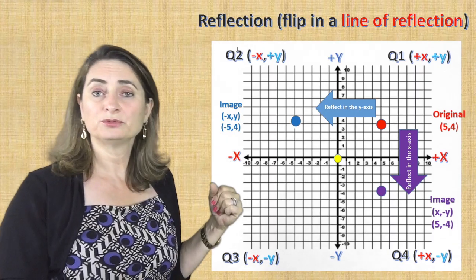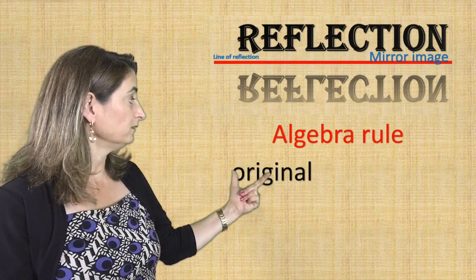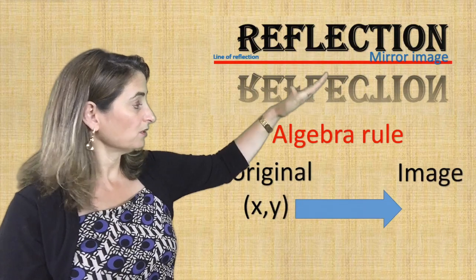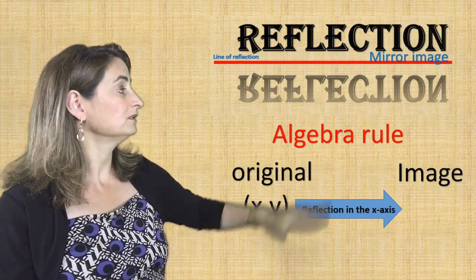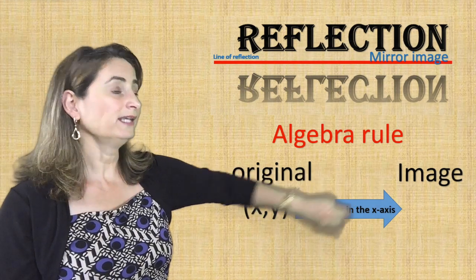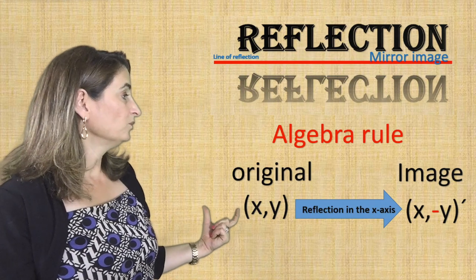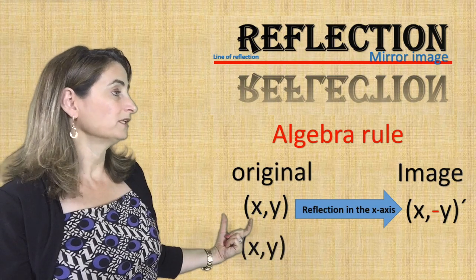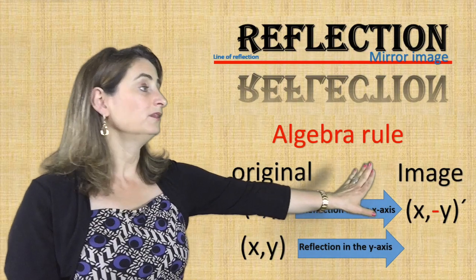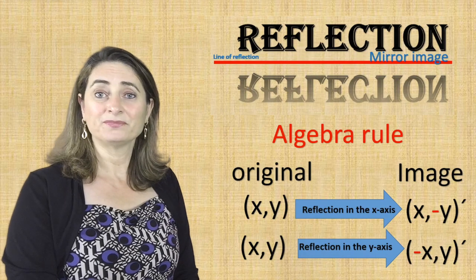An algebra rule that you will be using: if you reflect the original coordinates x and y over the x-axis, then the x stays the same and the y changes its sign. But if you are reflecting the original x and y over the y-axis, so you go this way, then the x changes its sign and the y stays the same.